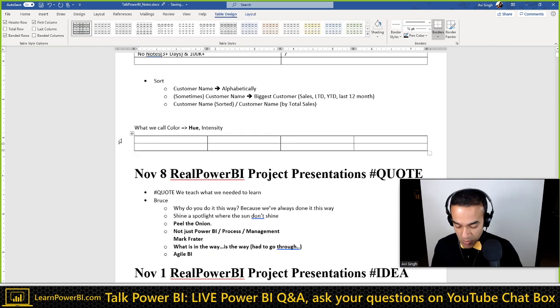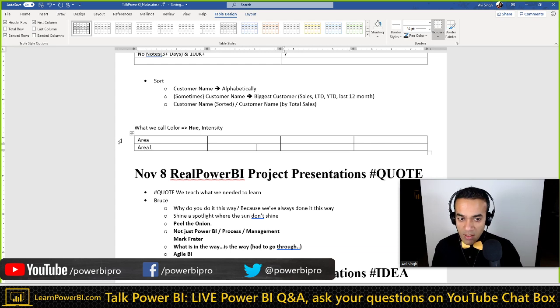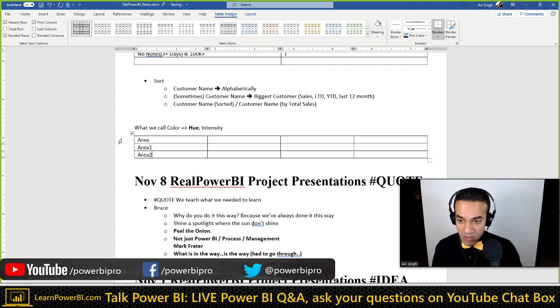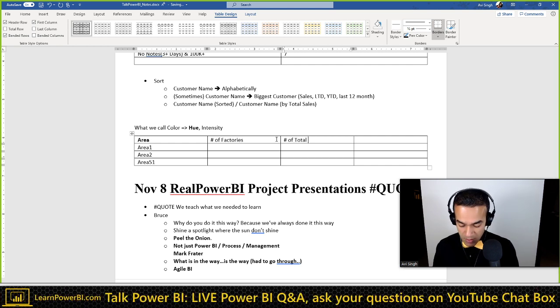So we'll say this is area, right? And this is area 1, area 2, and I have to do this area 51, right? So I'll say this is the area, and this is the number of factories. So that's one indicator, and this is the number of total units, and this is the number of violations. Simple table.